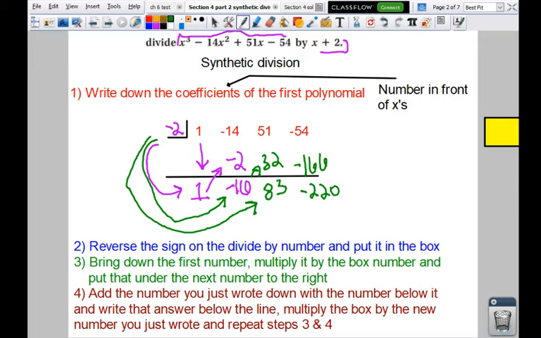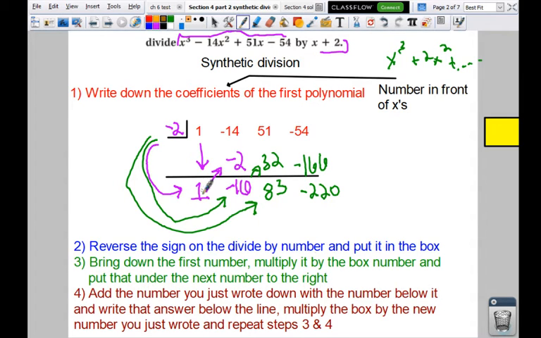Yeah, negative 220. And then, do I have any more columns over here? No. So I'm done. Okay. So you know how when I did long division, my answers were like x to the third plus 2x squared and that kind of thing? My synthetic division answers are still like that, but they look a little weird right now because I have to set it up like this.